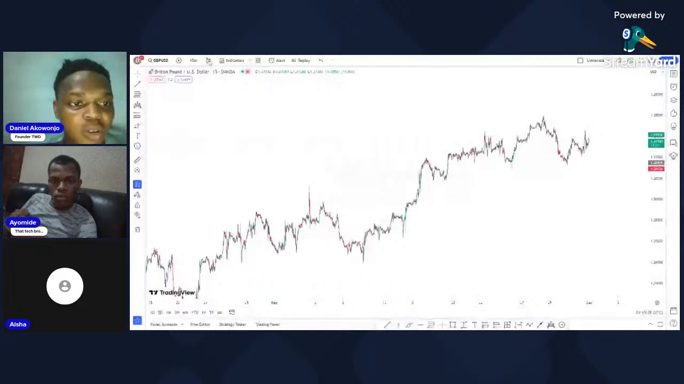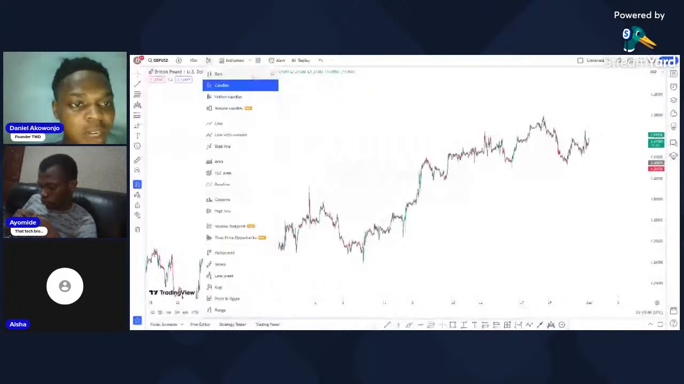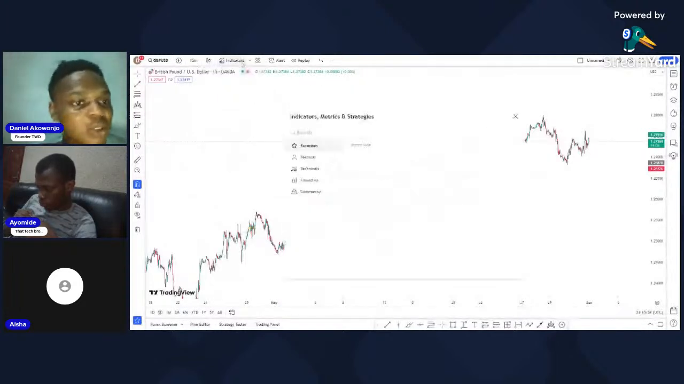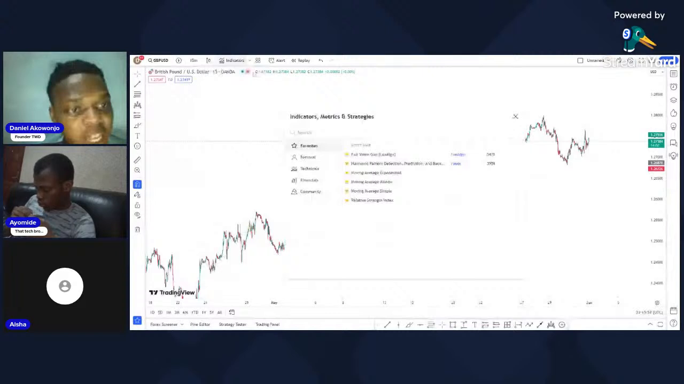Do you want to be using the candles? Do you want to be using the bars? Or other options, which we don't pay attention to? We use candles, we use candlestick. Then the next one is the indicators. You want to pay attention to indicators as well. If you click on it, the rest we will not be talking about.